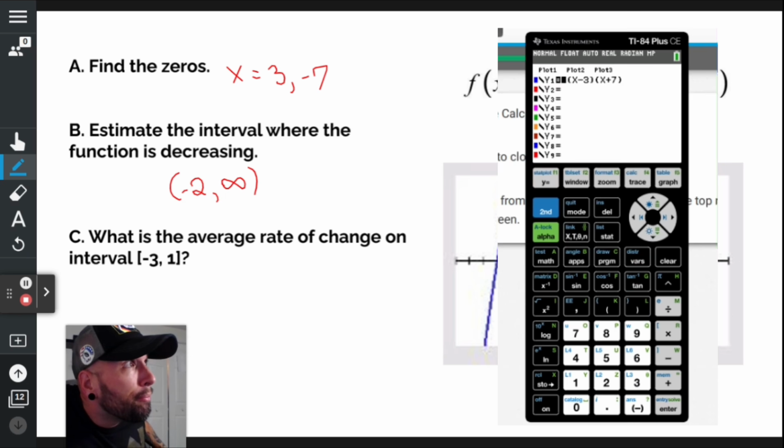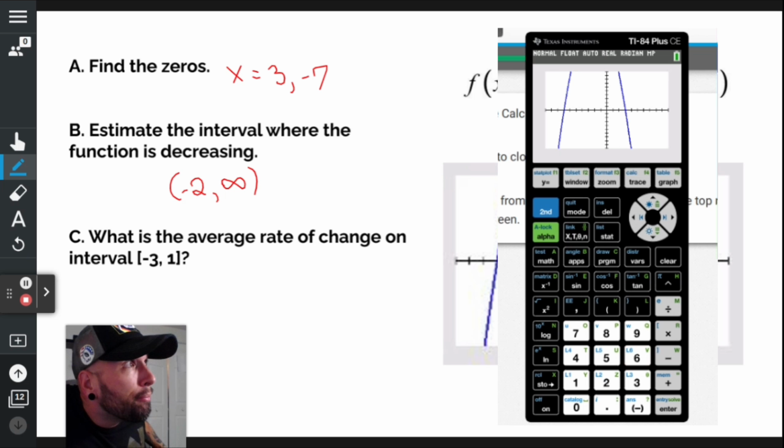What is the average rate of change on the interval -3 and 1, you ask? Well, if I hit graph, I can't really see what I have. Now, you might be thinking, oh, this is the same exact way the graph looked in the problem when you zoomed out. Let's zoom back in. I'm going to go to zoom and choose standard because that gives me a regular looking thing.